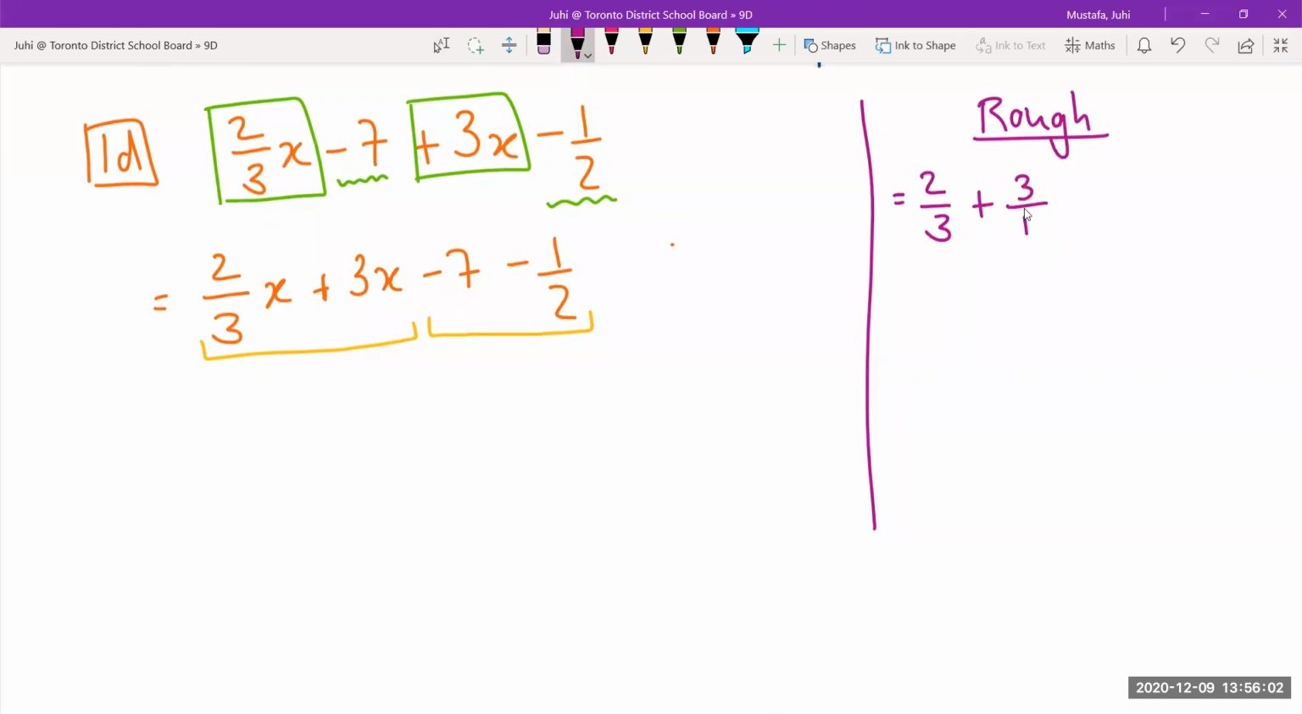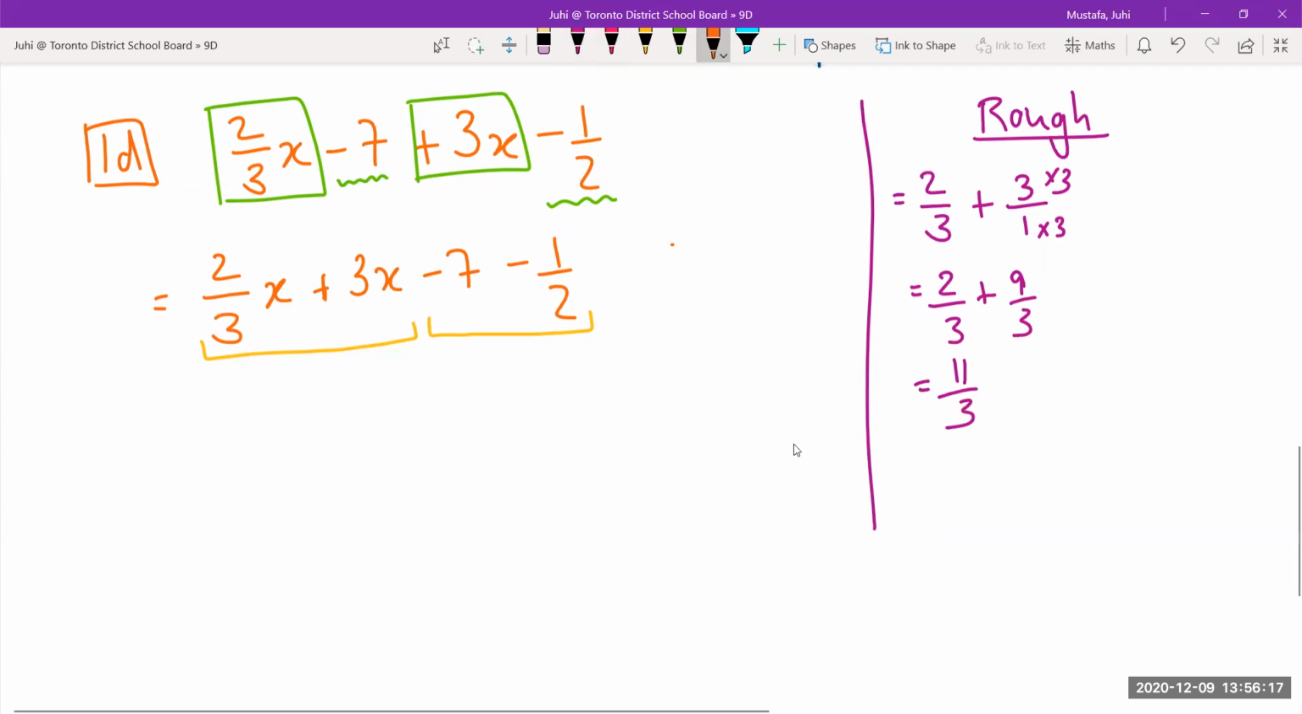A whole number 3 can be made into a fraction by making the denominator a 1. Then you find a common denominator, which would be a 3, and you simplify. And the solution you get for this, that's your answer for this part. So 2 over 3x plus 3x is equal to 11 over 3x.